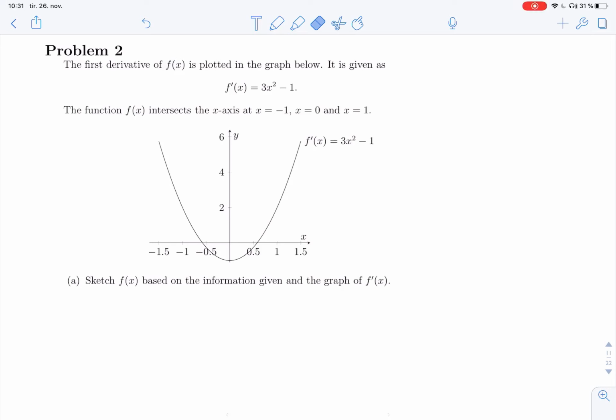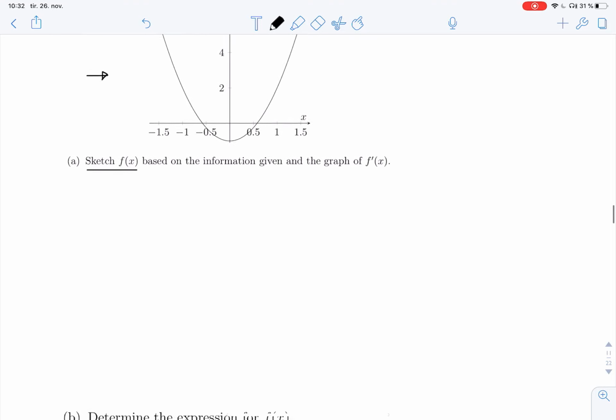We're now going to solve problem 2 given in the 2017 spring exam. So here we're given the first derivative of f of x, both the equation and the graph. We're also told that the function intersects the x-axis at 3 points. And based on that, we're going to sketch f of x.